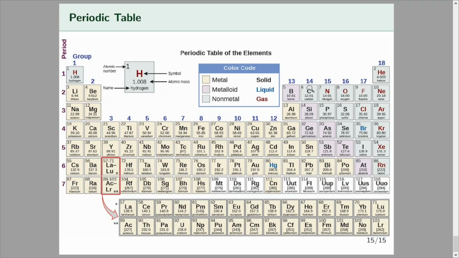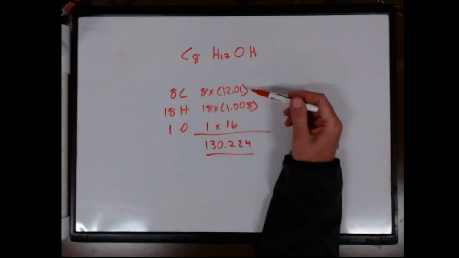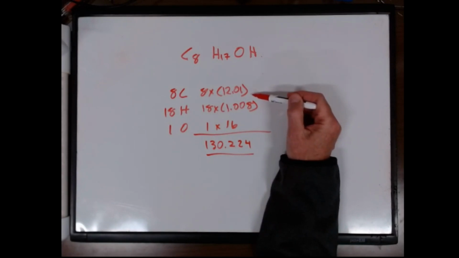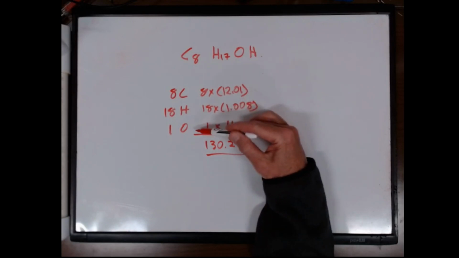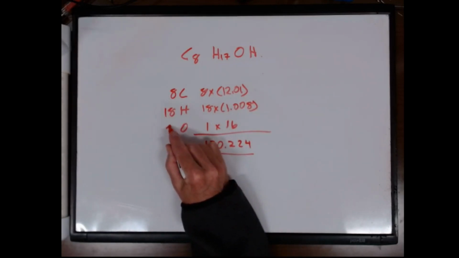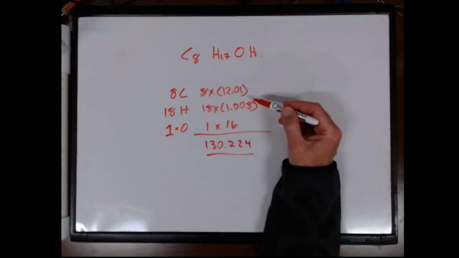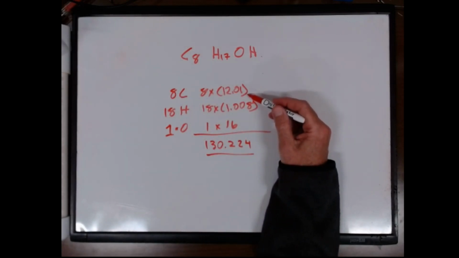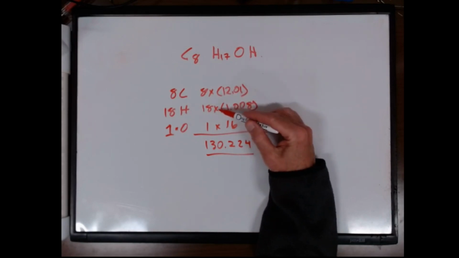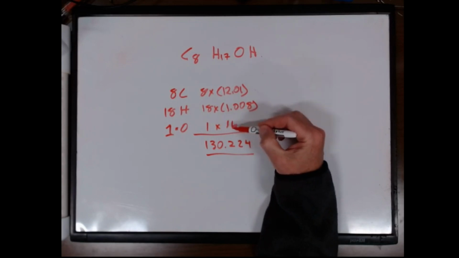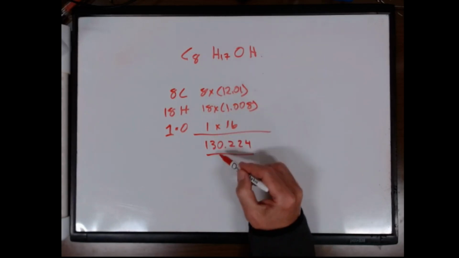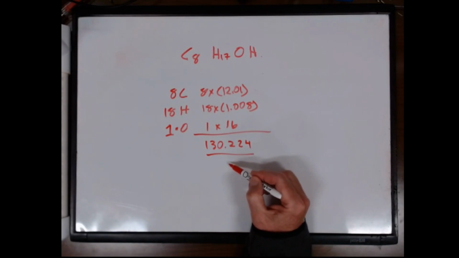Let me just go back to that. Oh, there we go. For this molecule, in every molecule, you're going to have 8 carbons, 18 hydrogens, and this is oxygen. So this is 1 oxygen. This is an O, not a 0, right? Carbon, hydrogen, oxygen. And so it's going to be 8 times the molar mass of carbon, 18 times the molar mass of hydrogen, 1 times the molar mass of oxygen. Multiply all that stuff, add it up, you get about 130.2, which is what they say.